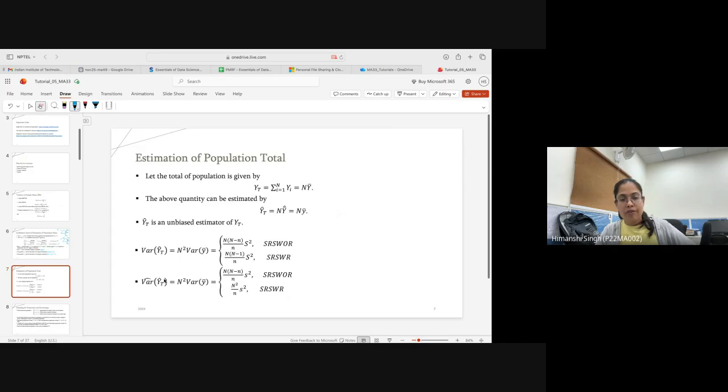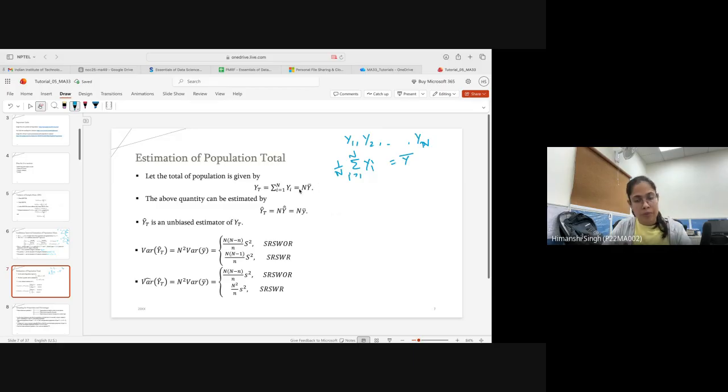Now, if I want to know the population total, for example I have y1, y2 till yN, this is the population. Sometimes we want to know the total, if all are numeric quantities. So what will be that sum? That is the summation of yi going from 1 to N. This can also be written as N times y bar, because 1 upon N of the sum is y bar.